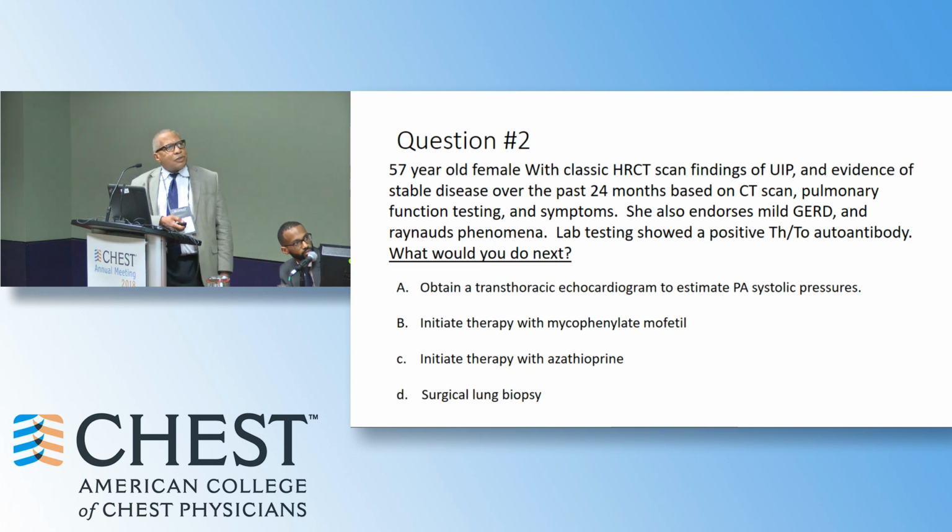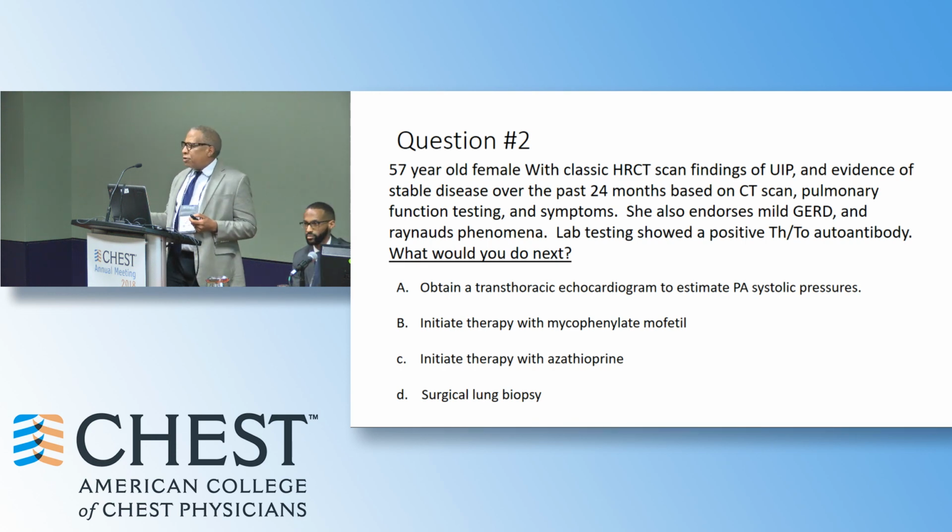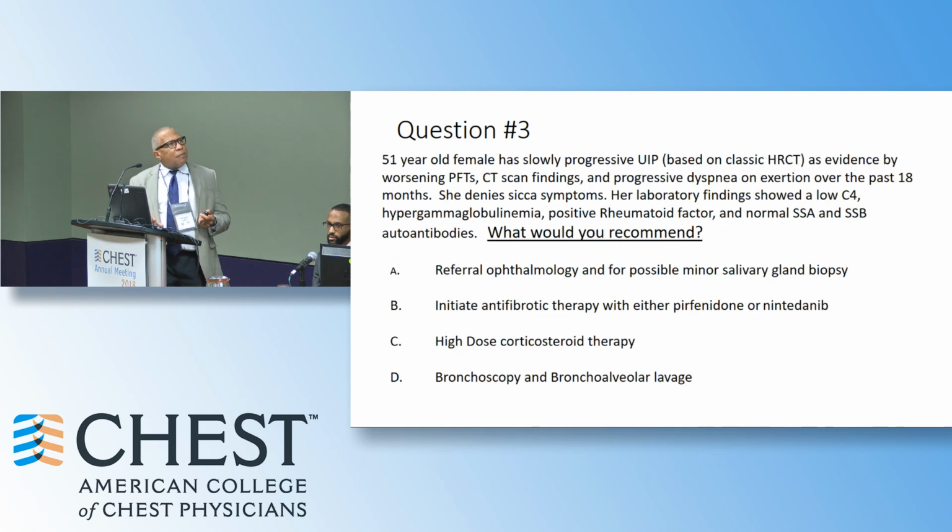Well, it turns out that Th/To is obviously a marker for scleroderma. So this person has scleroderma. And typically, Th/To-positive patients have a slightly higher risk of developing pulmonary hypertension. So they behave very much like systemic sclerosis with limited cutaneous involvement. So an echocardiogram is probably a reasonable course of action in that patient.